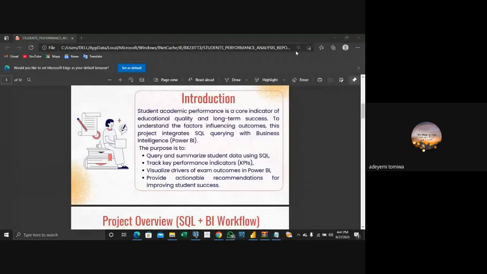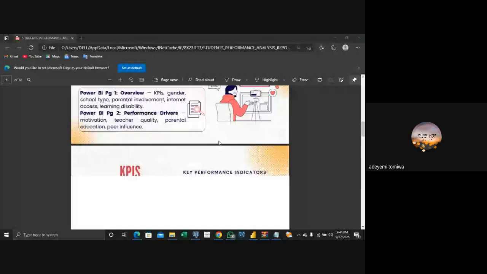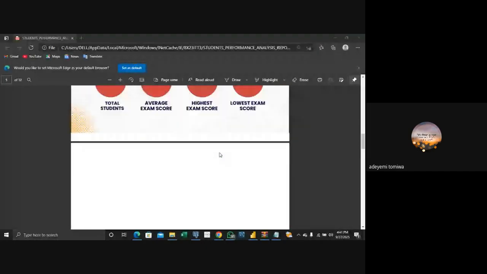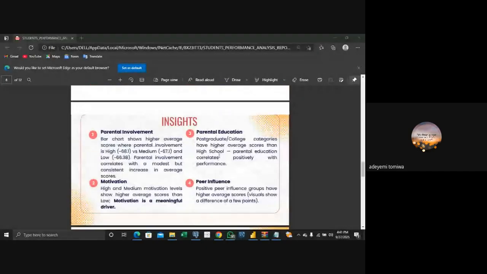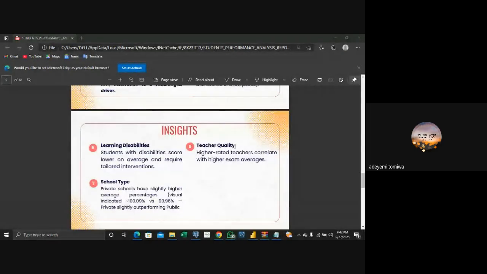These are some of our insights. We analyzed our data sets using SQL to ascertain the factors affecting student performance in a college. These are parental involvement, parental education level, motivation, peer influence, learning disability, teacher's quality, and school type.